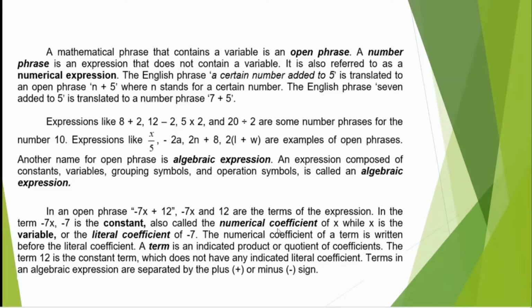A mathematical phrase that contains a variable is an open phrase. A number phrase is an expression that does not contain a variable. It is also referred to as a numerical expression. The English phrase, a certain number added to 5, is translated to an open phrase, n plus 5, where n stands for a certain number. The English phrase 7 added to 5 is translated to a number phrase, 7 plus 5.